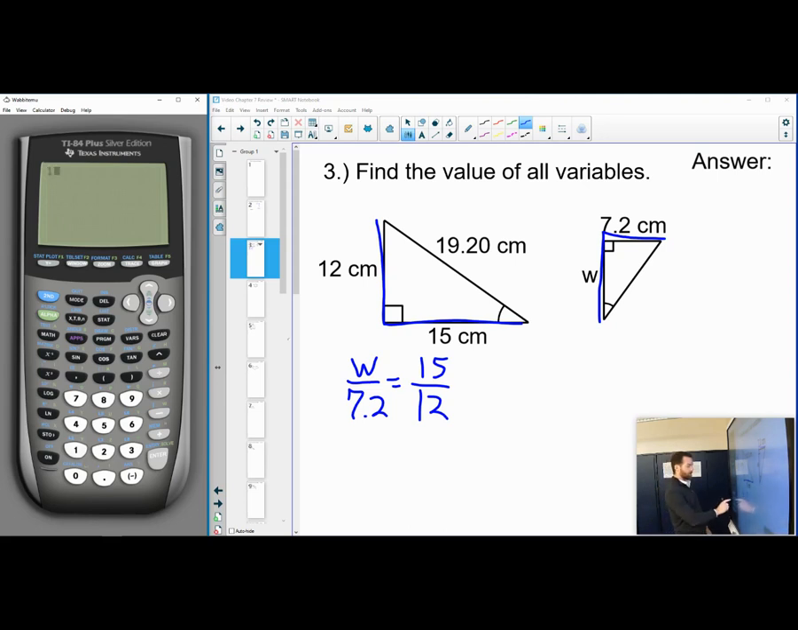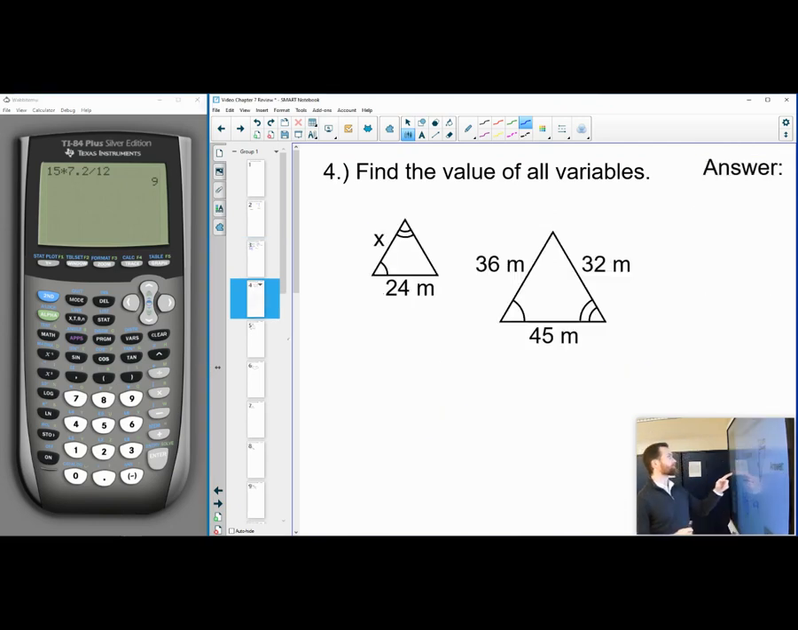I'm going to use the shortcut and just do 15 times 7.2, multiply the two that are diagonal, and then divide by the third one. I'm going to hit divide by 12, and we get 9. So W equals 9. Check the answer, and we're good.